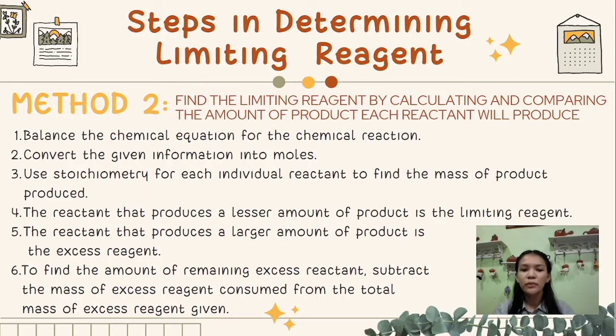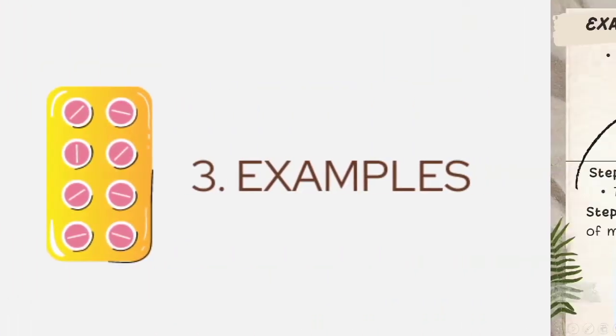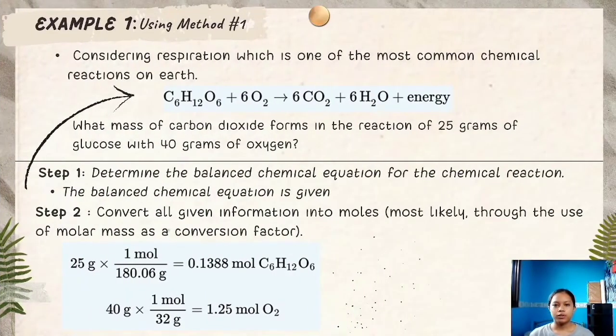And that was the two methods that we've employed in determining the limiting and excess reagent. In the first example, we will use the first method. The chemical reaction stated in the first example is glucose reacts to 6 oxygen gas to produce 6 carbon dioxide, water, and energy. Since the balanced chemical equation is given, we will now move on to the second step, in which we will convert the equation into moles.